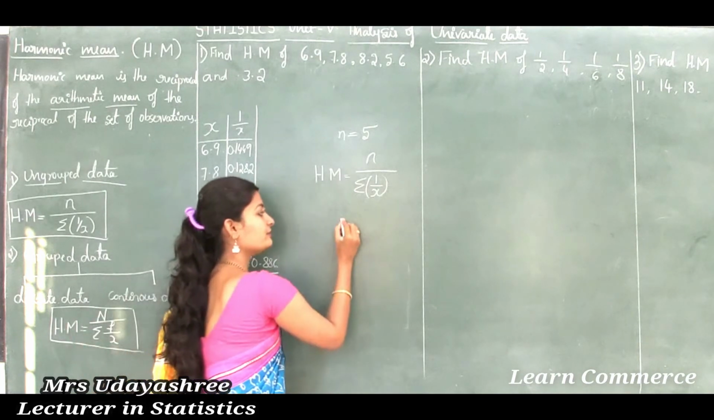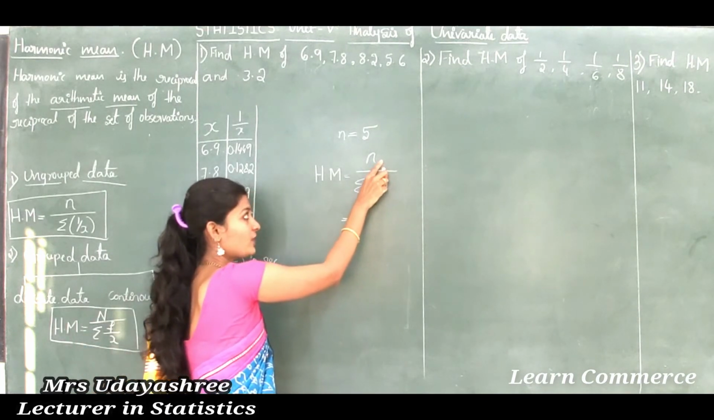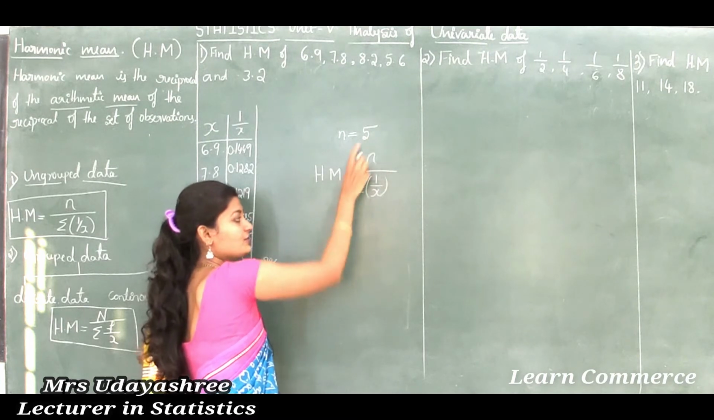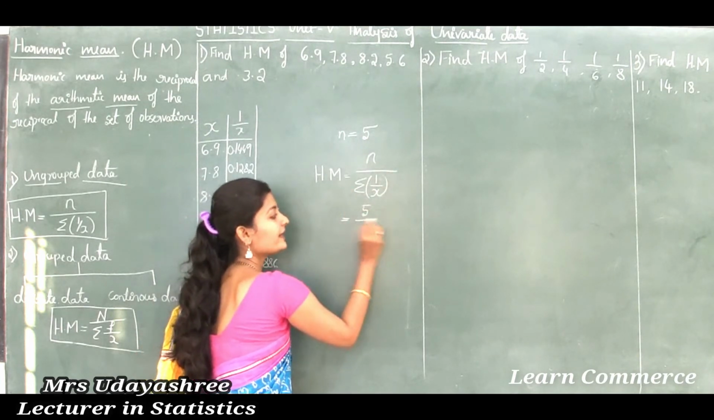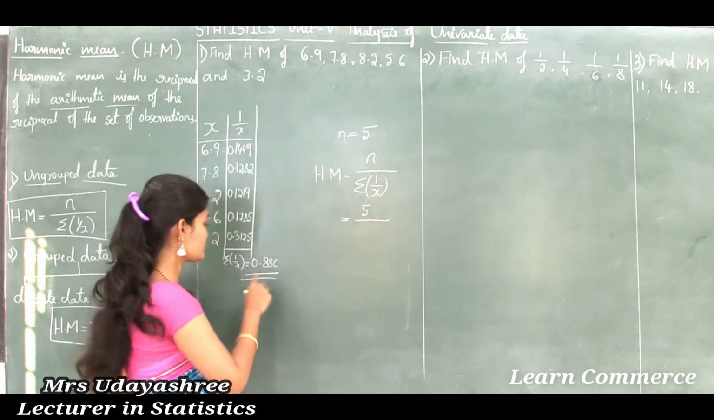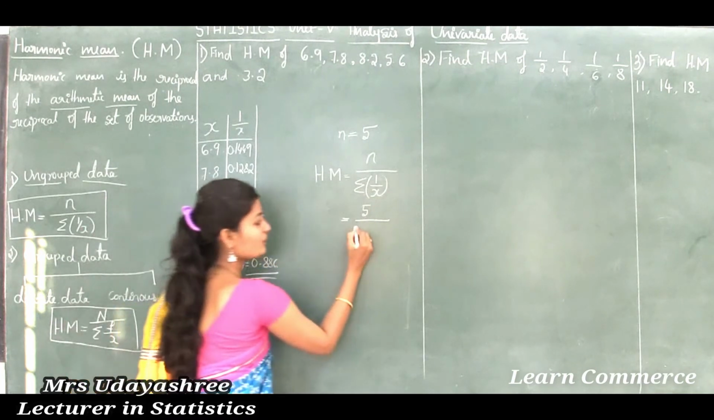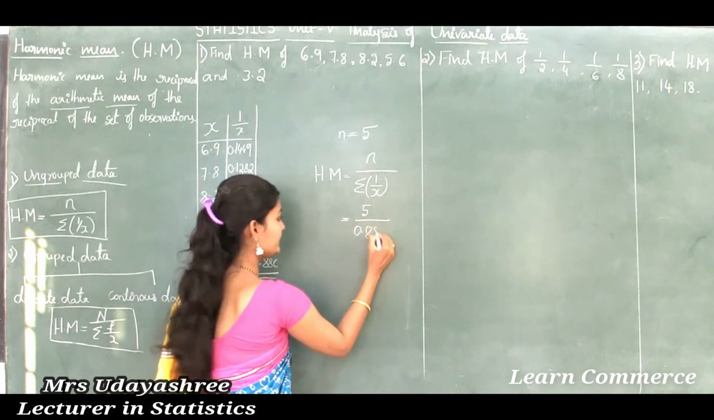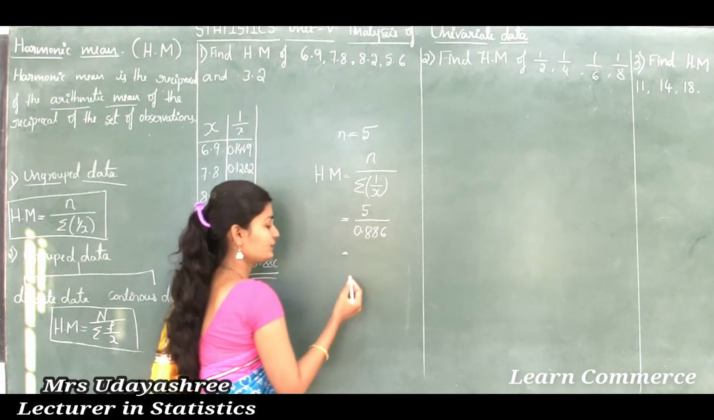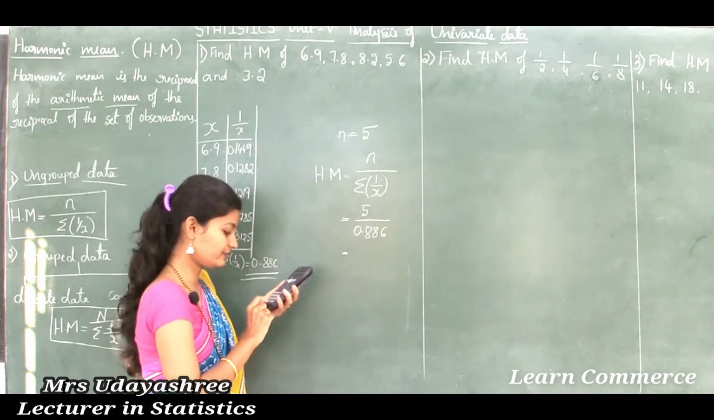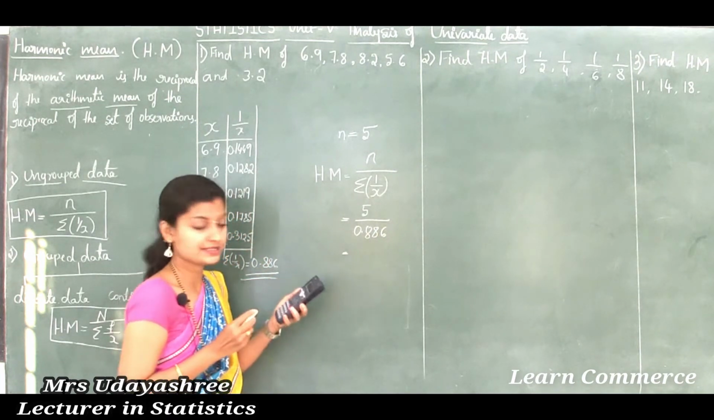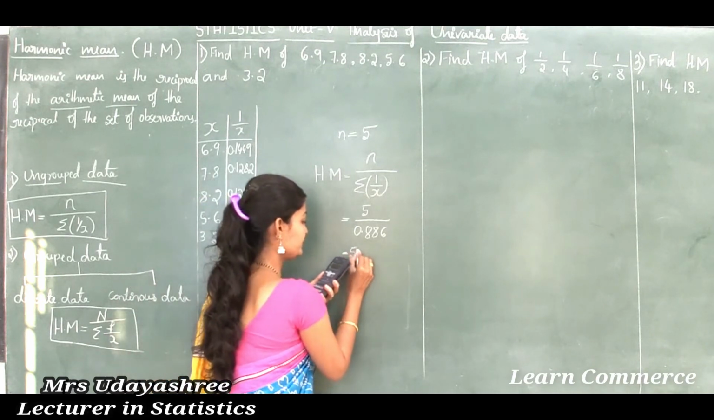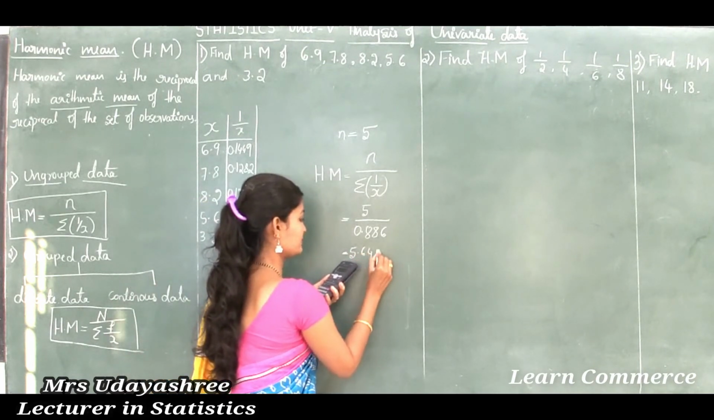So harmonic mean is equal to, small letter n value is 5, divided by sum of 1 by x. Sum of 1 by x value is 0.886. So this is equal to 5 divided by 0.886, which is 5.643.